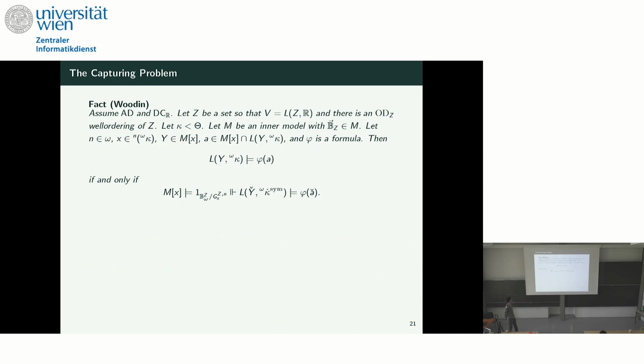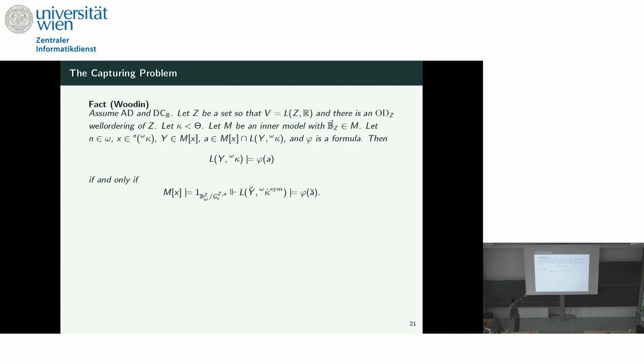So in this setting, if you have an inner model M of HZ containing the code set for the directed system, and you have any n in omega, x in kappa^omega to n, any y in M of x, and any a in M of x intersect Ly of kappa^omega, and any formula phi, then what Ly kappa^omega thinks about phi of a holds if and only if M of x thinks that one of the directed system forcing quotient out by the n-dimensional generic induced by x forces that Ly symmetric kappa thinks phi of a is true.